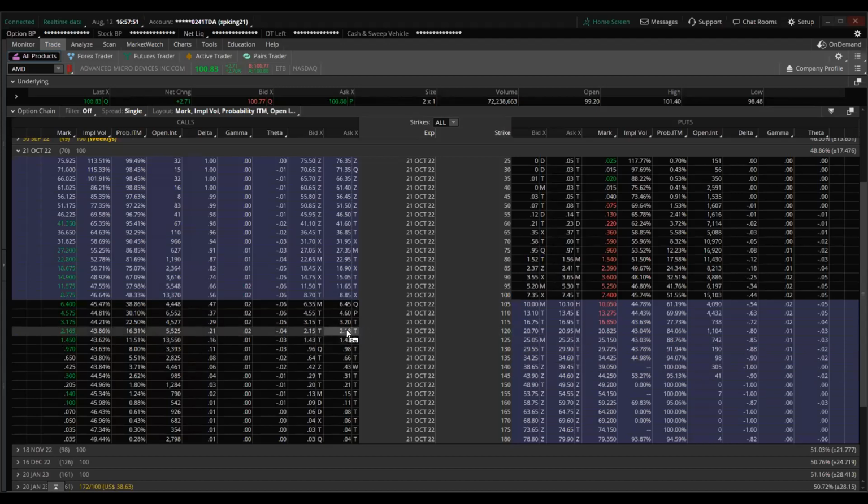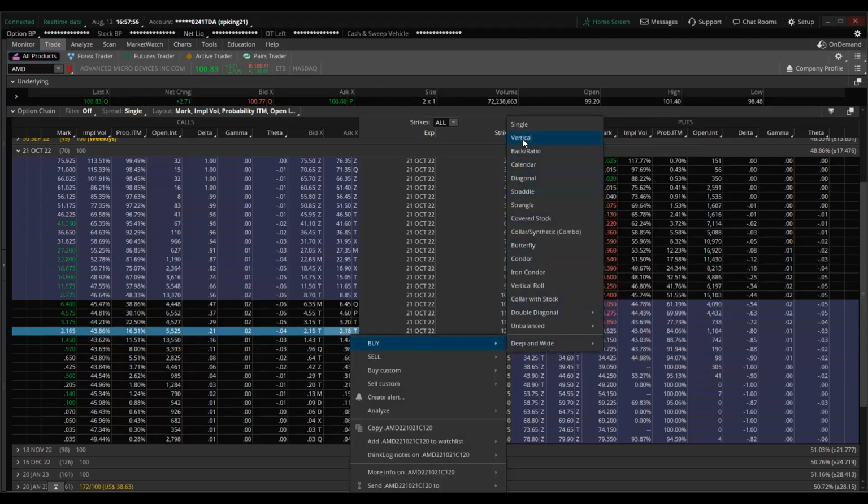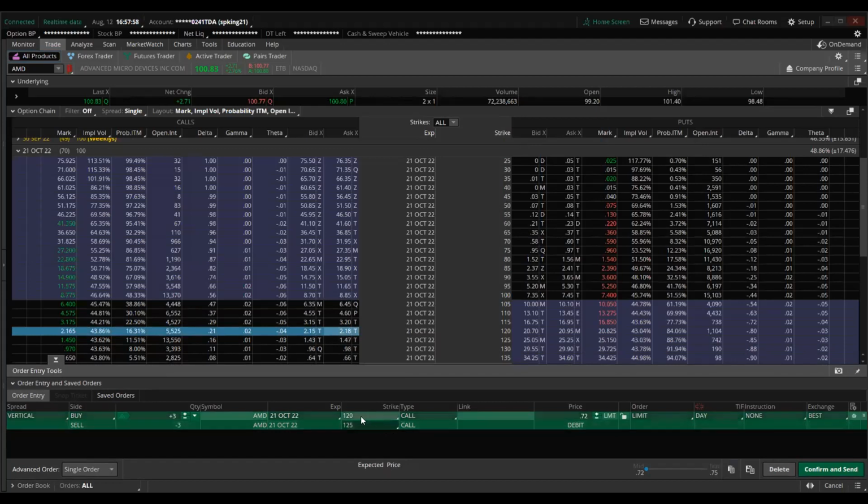So I can say, all right, let's go buy this vertical. I'm going to go 120, 125. And here's my cost: 72 cents. So less than $1, you have a pretty good risk to reward. You're risking 1 to make a little more than 4. If we call that 75 cents, and your cost is 75 cents, you're looking at making $4.25.